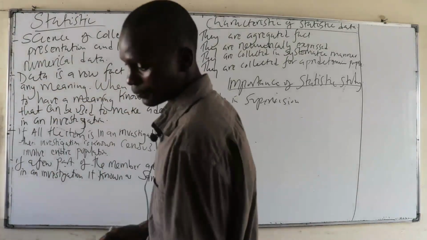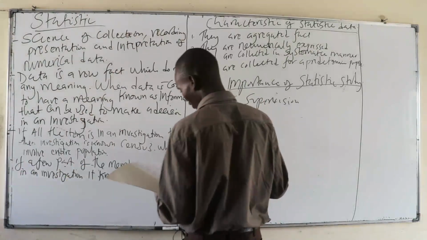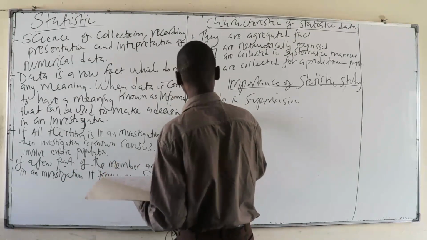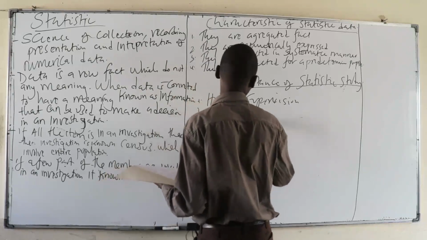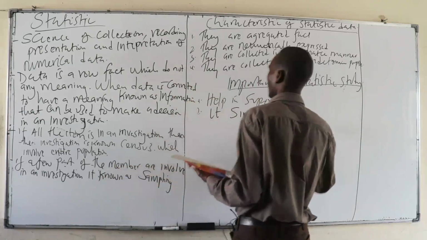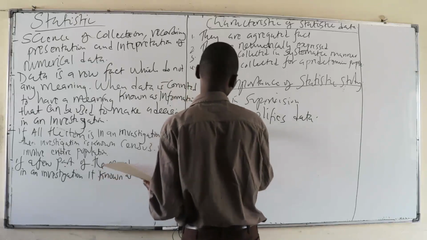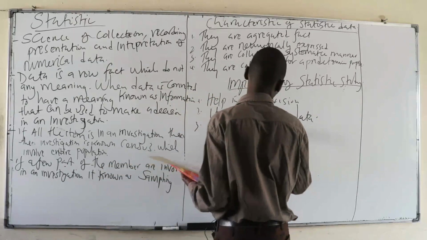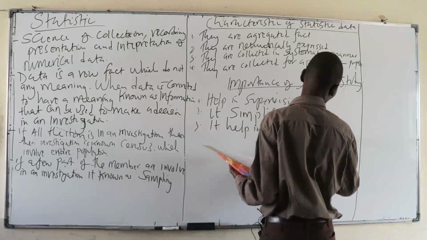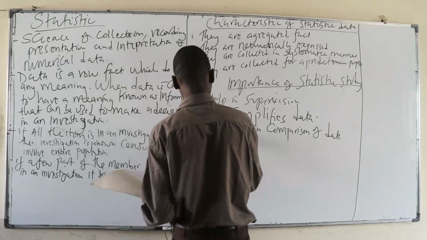So important, number 1, they help in supervision. Number 2, they simplify data numerically. Number 3, it helps in comparison of data. Number 4, it helps in policy making. Also, on Thursday I'm planning for us to have a cut.